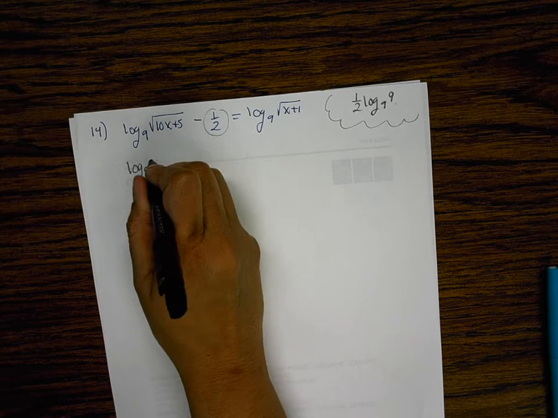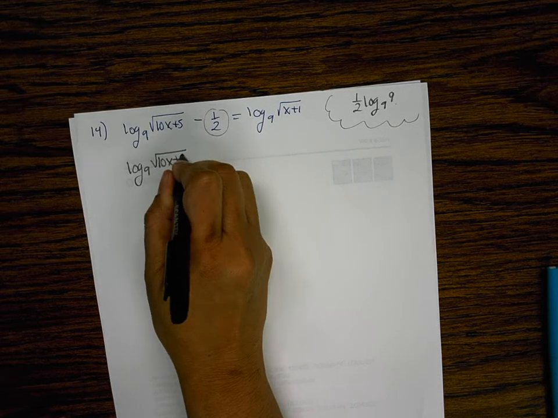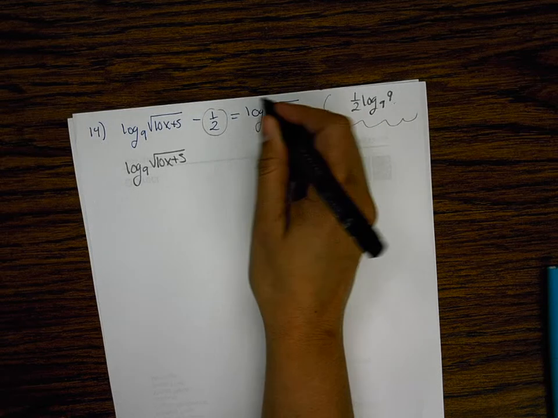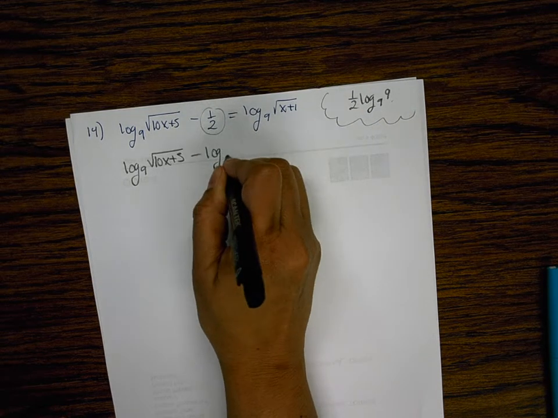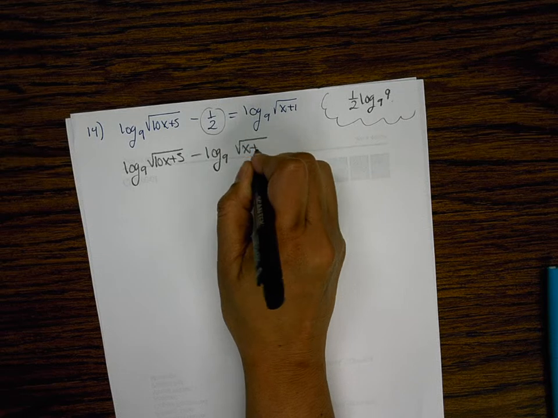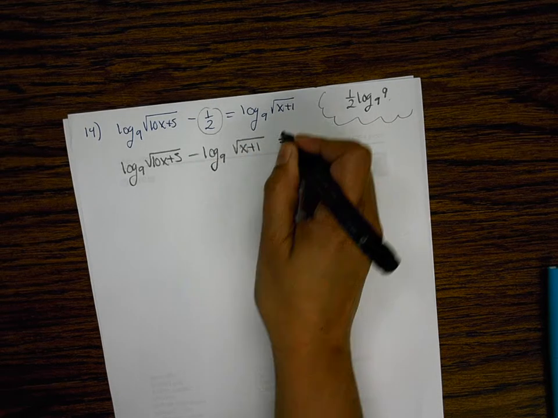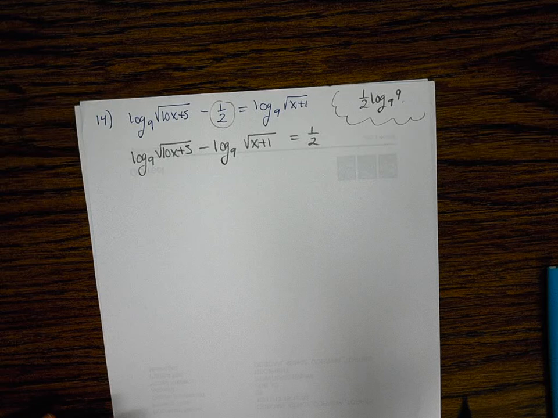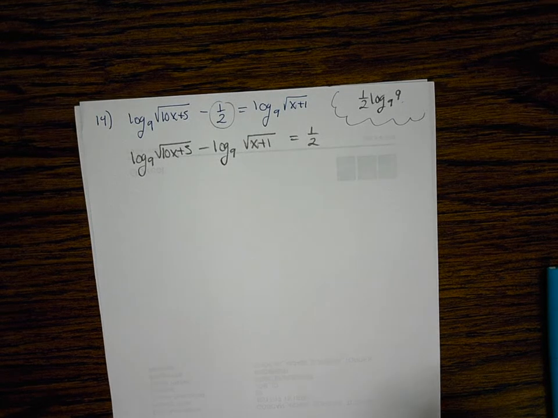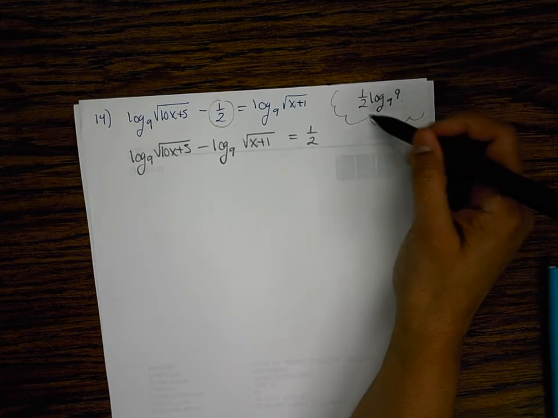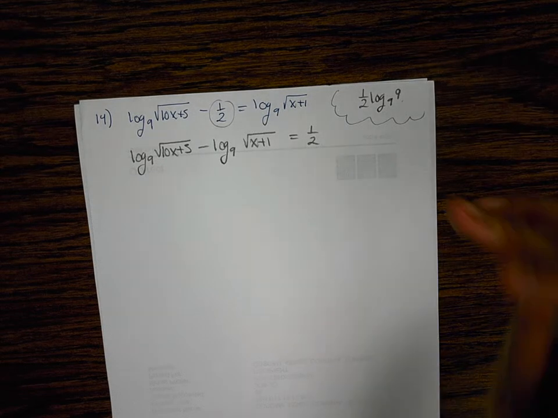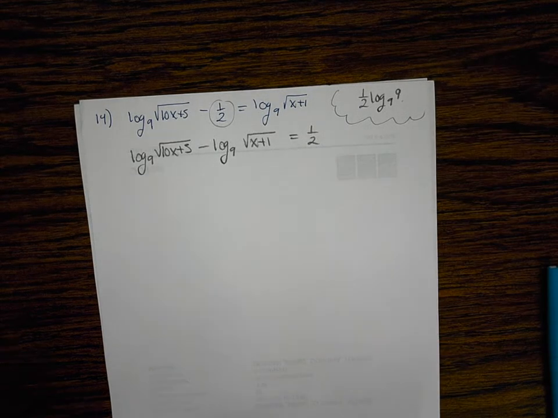Log base 9 of the square root of 10x plus 5. I'm going to move this log over. Subtract log base 9 of the square root of x plus 1 equals negative 1/2, and I'm going to move that over to positive 1/2. Now, again, if you didn't want to do it this way, you would change 1/2 to 1/2 log base 9 of 9, condense, drop logs, and solve.